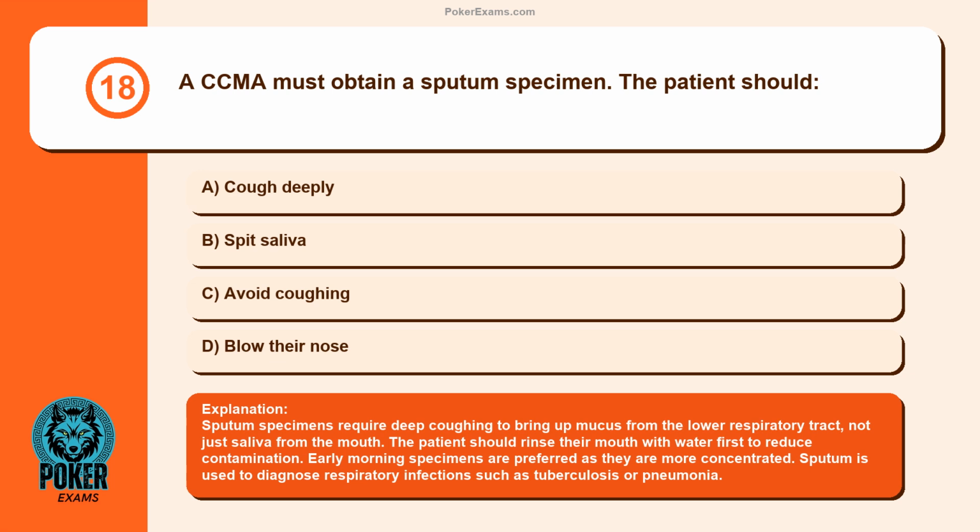Sputum specimens require deep coughing to bring up mucus from the lower respiratory tract, not just saliva from the mouth. The patient should rinse their mouth with water first to reduce contamination. Early morning specimens are preferred as they are more concentrated. Sputum is used to diagnose respiratory infections such as tuberculosis or pneumonia.